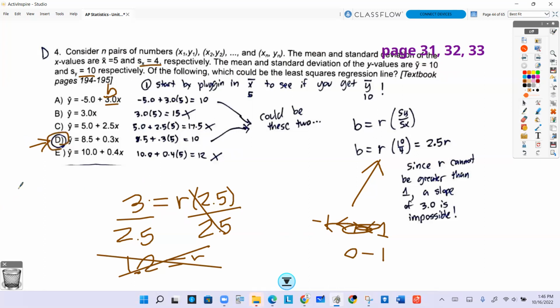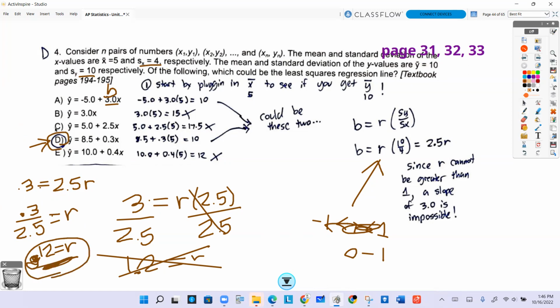If I did 0.3 equals 2.5 times r, and I divided 0.3 by 2.5, sorry for my sloppy handwriting, I end up getting 0.12, which is not a very good value of r, but it's definitely a possible value of r. See what I'm saying? So D is going to be my only possible choice in this scenario.